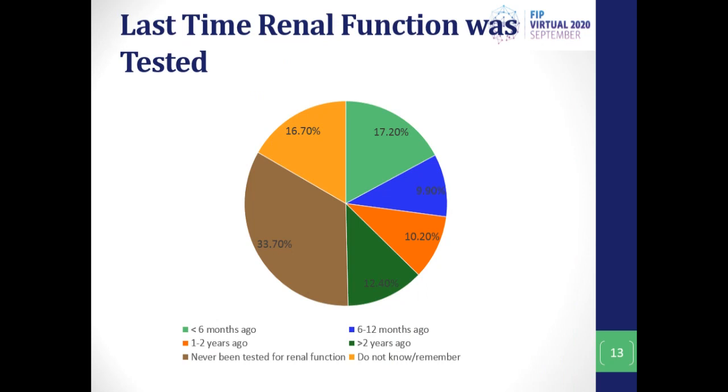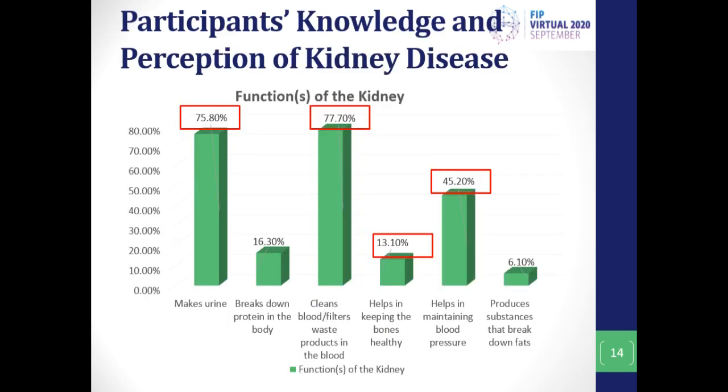When asked about the last time the renal function was tested, it was found that 33.7% had never been tested for the renal function, and 16.7% don't even know or remember if they had the renal function tested or not. 17.2% had the renal function tested within the last 6 months, 9.9% within 6 to 12 months ago, 10.2% 1 to 2 years ago, and 12.4% more than 2 years ago.